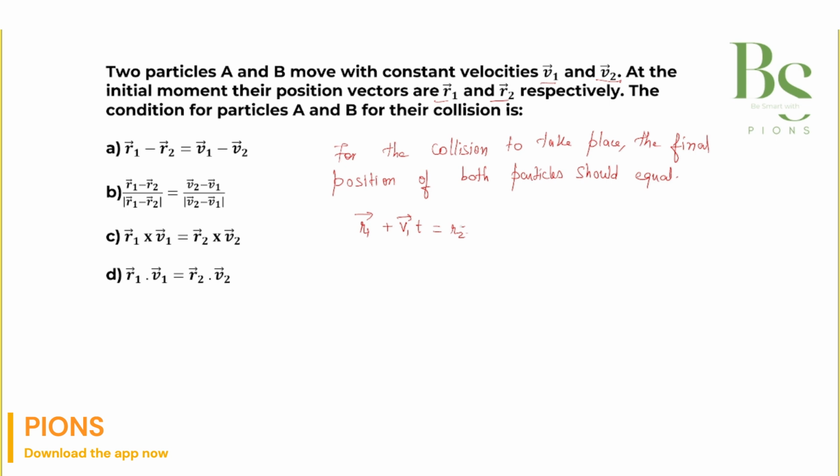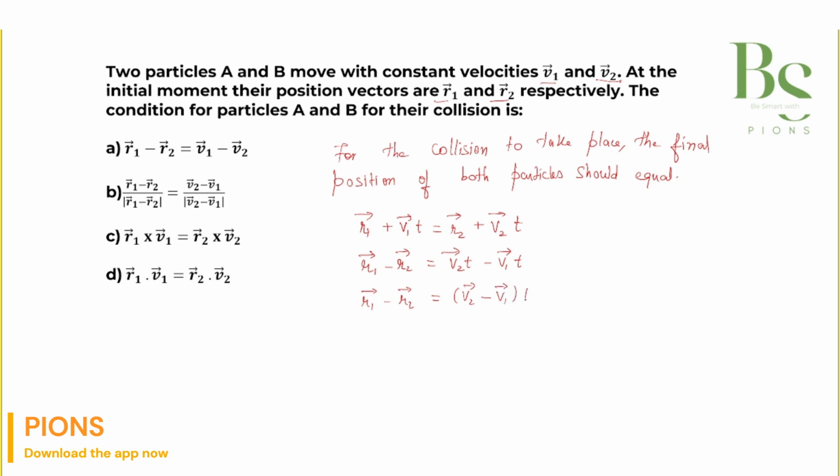The position will be r2 plus v2t. Sir, why have you equated both? Because this is the final position of both the particles. Now, let's take r2 to the left hand side. It will be r1 minus r2, and that will equal v2t minus v1t. And this will be our r1 minus r2 equals (v2 minus v1) into time t.